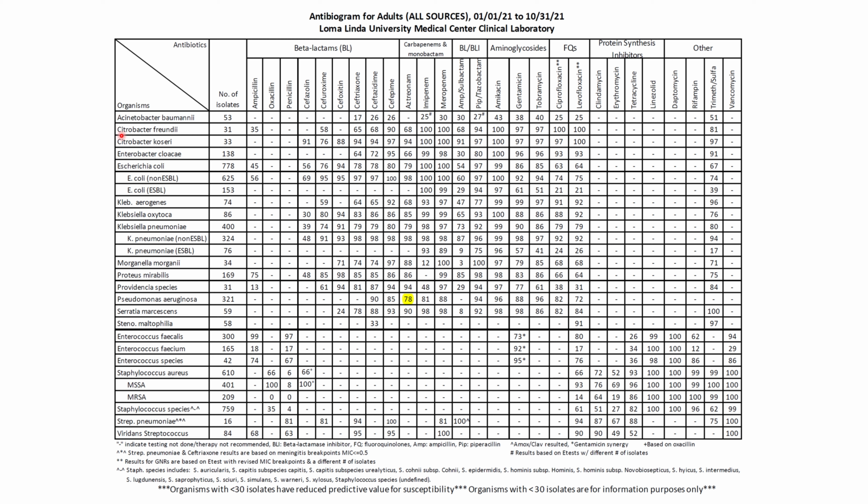Now, if you look at another organism such as Citrobacter freundii, there were 31 isolates during this time period at the micro lab. 35% of these were susceptible to ampicillin. And let's say 100% of them were susceptible to imipenem and meropenem, and 81% were susceptible to trimsulfa. Okay, so you can do the math.